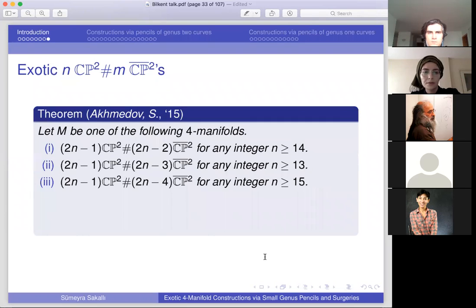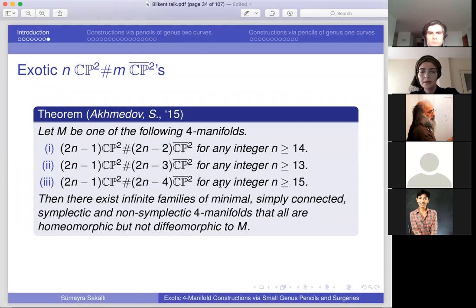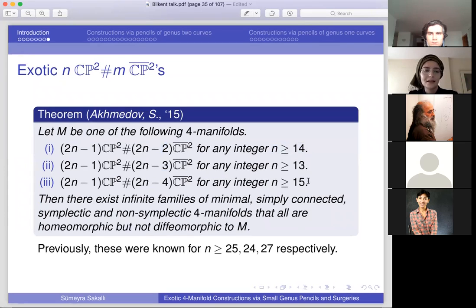And on the same paper, we also have this result. So here, the first case, M has signature equals 1. And this one is the signature of the manifold is 2. And this is signature equals 3 case. And for all of them, again, we have made infinitely many exotic copies of M. And n takes these values, 14, 13, and 15. And again, previously, these results were known for higher values, and we decreased them.